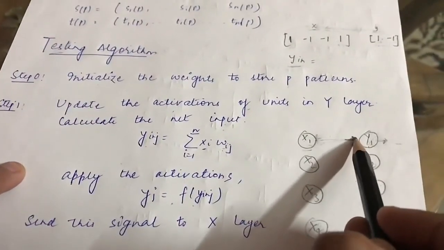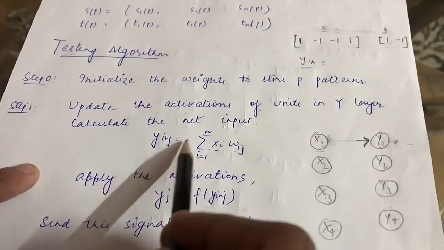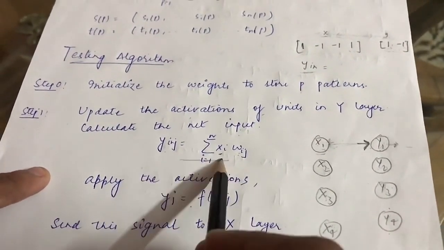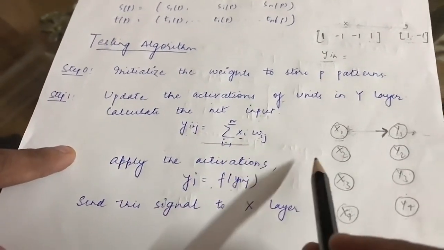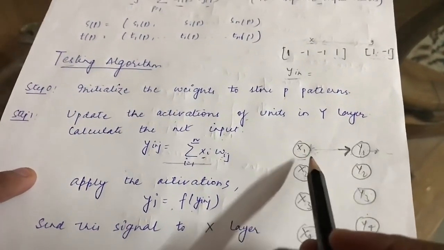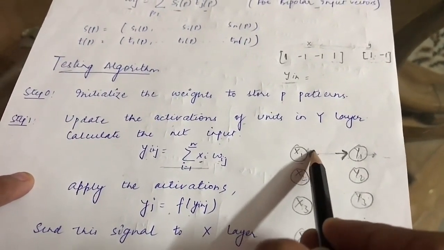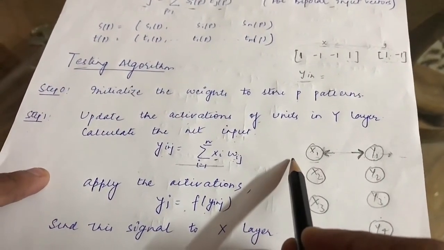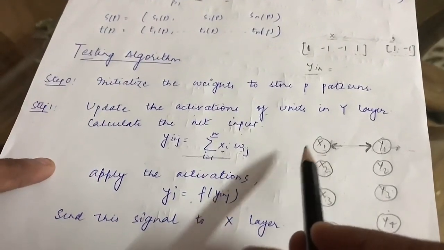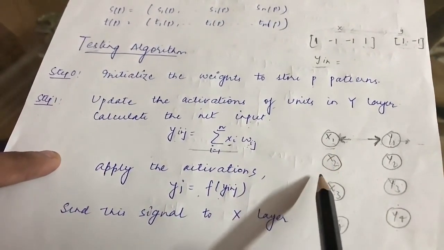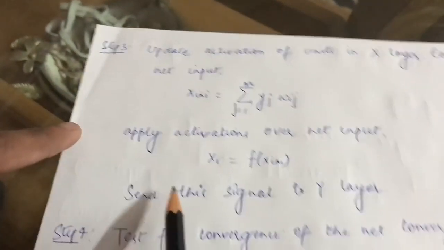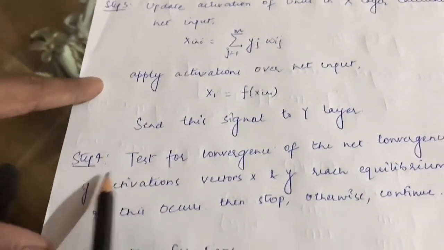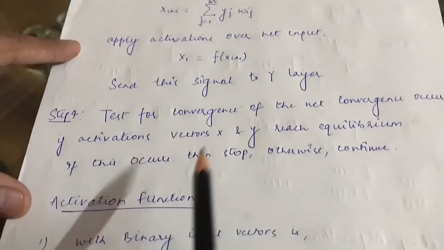The net input to the output unit is calculated using this formula: Y in j is equal to sigma xi wij. What is the meaning of this formula? We shall see with the question. But since this is a bidirectional network, we don't do it only for the Y layer, we do it for the X layer as well. That means we calculate net input to the X layer, the input layer, and then we apply activation function over it, and then we compare the result with the input pattern given in the question. If it is equal, then we say that the correct response is obtained. Step 4 is to test for the convergence of the net.